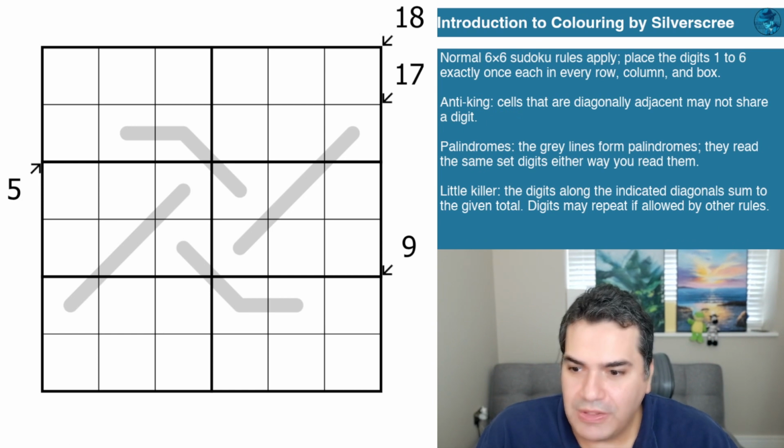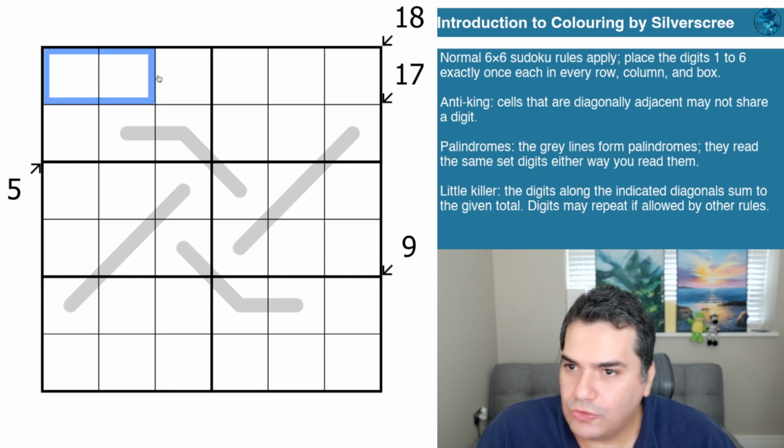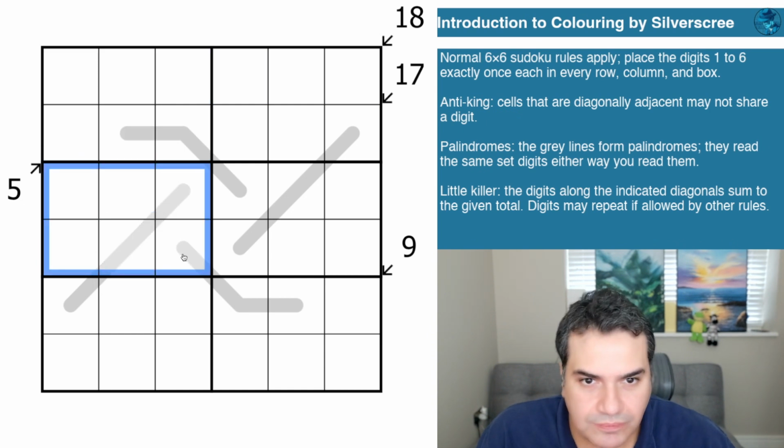We've got a fairly simple set of rule sets here. We've got normal 6x6 Sudoku rules apply. So that means we have to place the digits 1 to 6 in every row, in every column, and you can see in every 2x3 box that we have here, that's one box, that's another, etc.